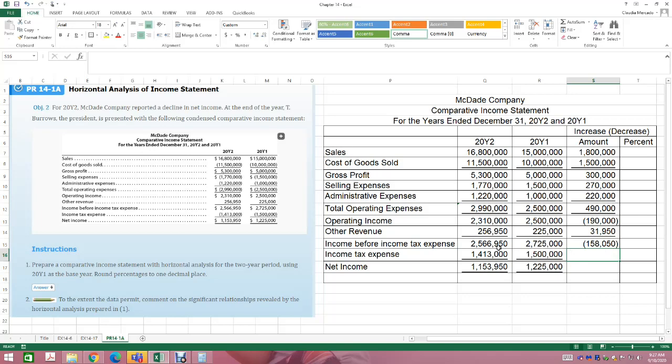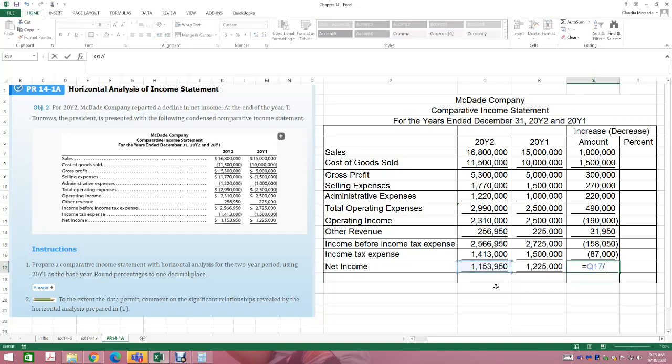So we have a decrease because last year our income before income tax was 2.725. This year is 2,566,950. Okay? My income tax expense also dropped from last year. It dropped by 87,000. So you see, the negatives represent a decrease, the positives represent an increase. If you had all of these negative numbers like they do on this side, all of your calculations would be off. So it's very important that when you're doing your calculations, you assume these numbers are positive because they should be. I don't know why the publisher did that.